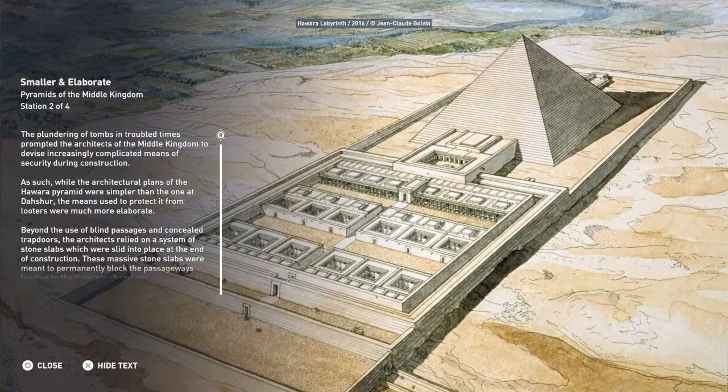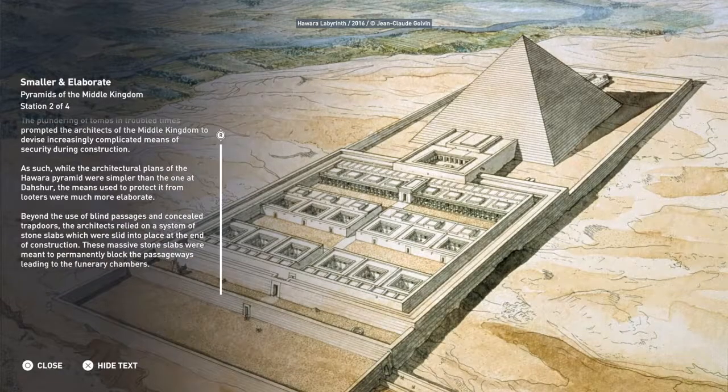The plundering of tombs in troubled times prompted the architects of the Middle Kingdom to devise increasingly complicated means of security during construction. As such, while the architectural plans of the Hawara pyramid were simpler than the one at Dahshur, the means used to protect it from looters were much more elaborate.